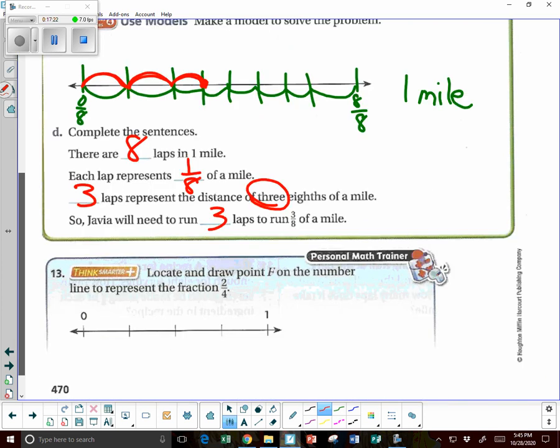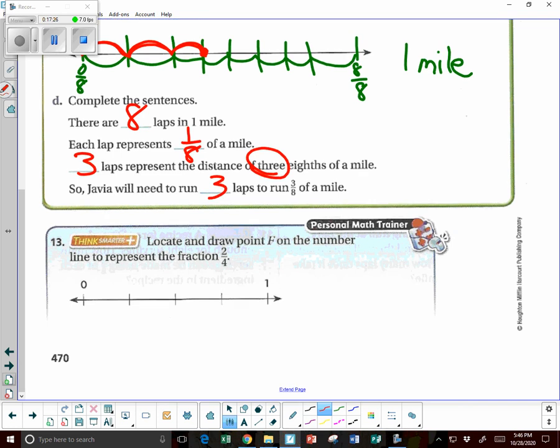Okay? All right. Locate and draw point F on the number line to represent the fraction 2/4. But wait a minute, Mrs. Keith, there are no markings. There are no letters or numbers on here. You can figure this out because you have the tick marks. That's what these things are called, tick marks. Those are tick marks on your number line. Okay? How many tick marks are there? Well, if you start here, there's 1, 2, 3, 4. There are 4 equal parts.